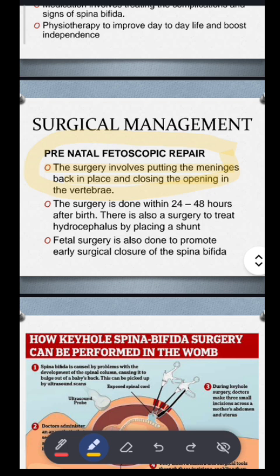There is also surgery to treat hydrocephalus by placing a shunt. So the name of the surgery is prenatal fetoscopic repair. Fetal surgery is also done to promote early surgical closure of spina bifida. Here, prenatal and fetal surgery is also available.